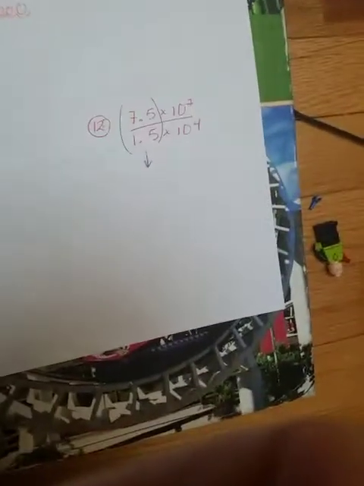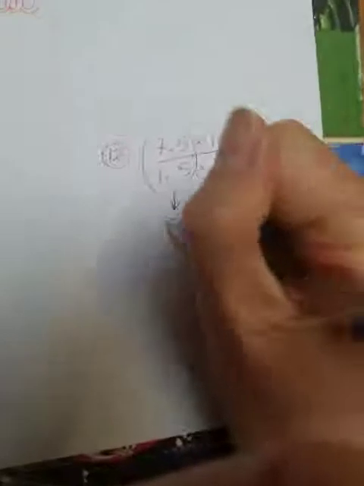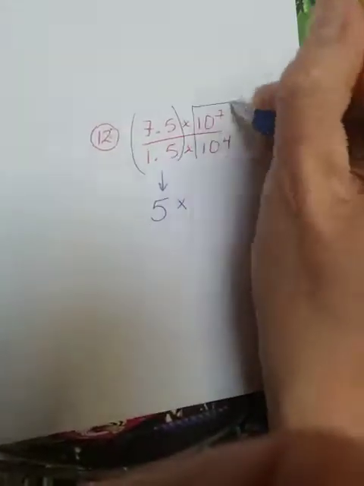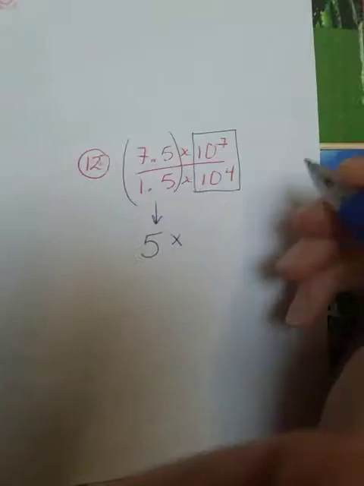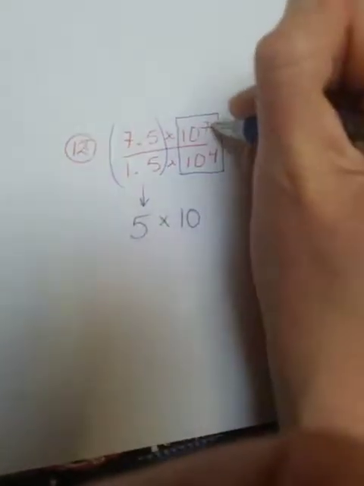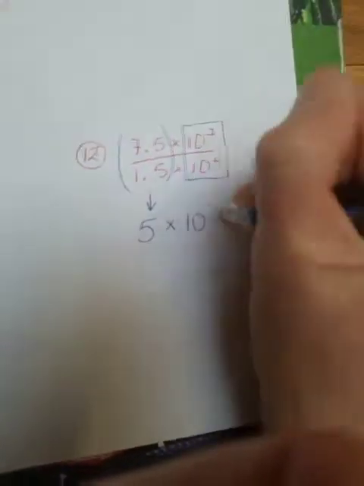Last one. Same deal, you want to group together the two numbers and you want to use your calculator to divide 7.5 by 1.5. When you do that, you get 5. And then, okay, we have same bases again. So when I'm dividing the same base, I keep the base of 10 and then I subtract the exponents. 7 minus 4 is 3. And that's it.